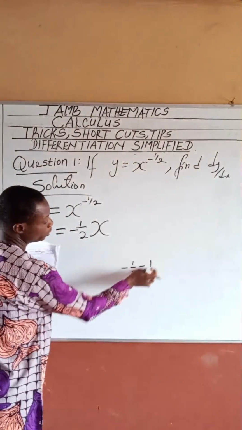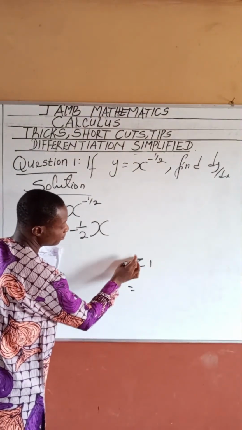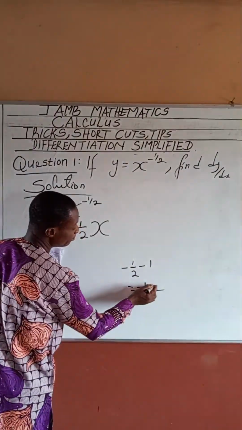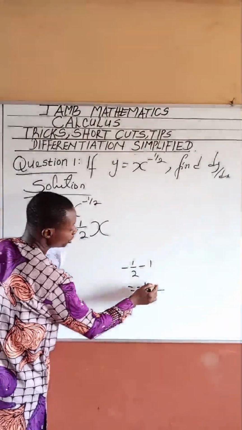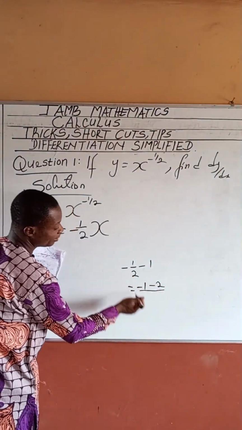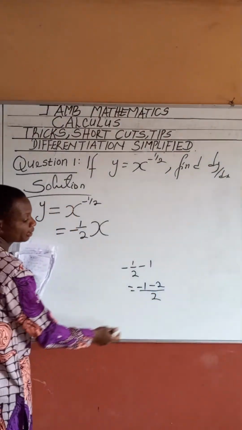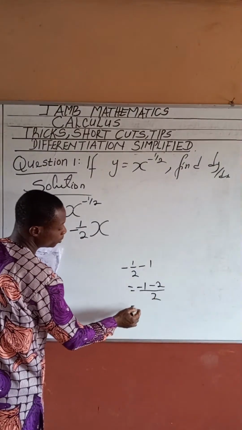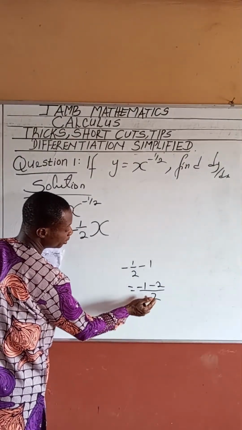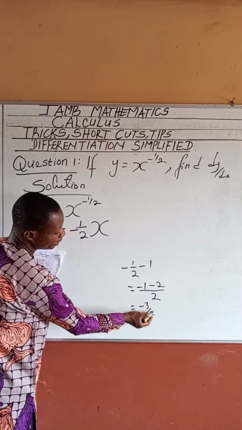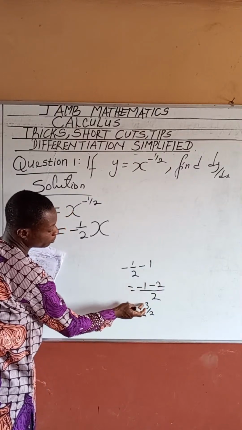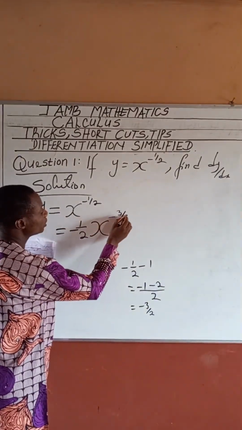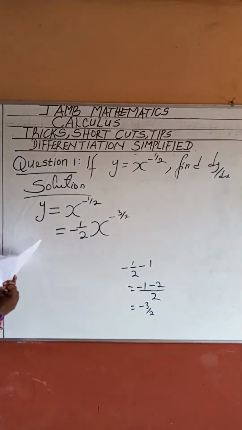Then 2 times 1, this is minus, so that becomes minus 1 here. Then minus 2 times 1 is 2, divided by the only number at the denominator. So minus 1 minus 2 is minus 3, and we have 2 at the denominator. So this is what we are going to have here: minus 3 over 2. Yes, you can leave it like this.